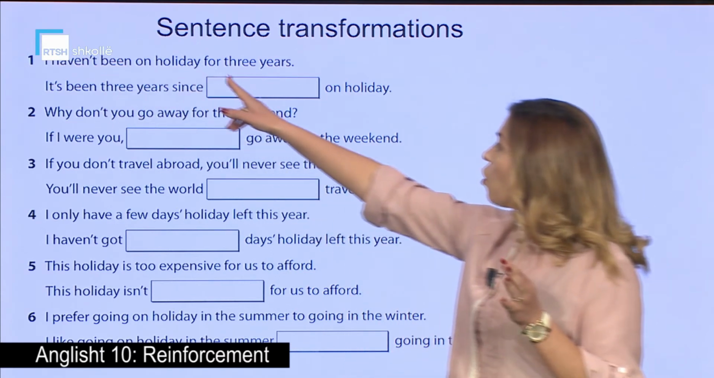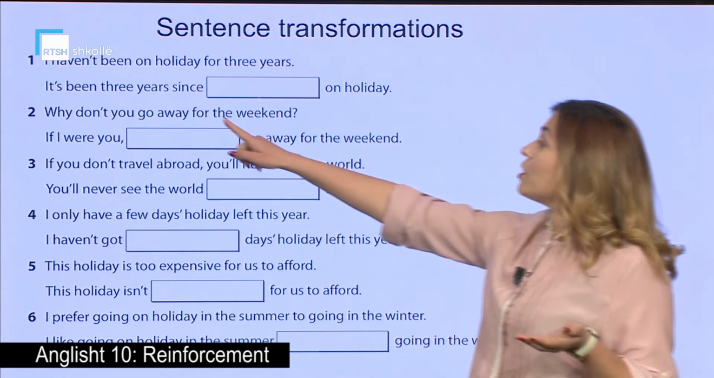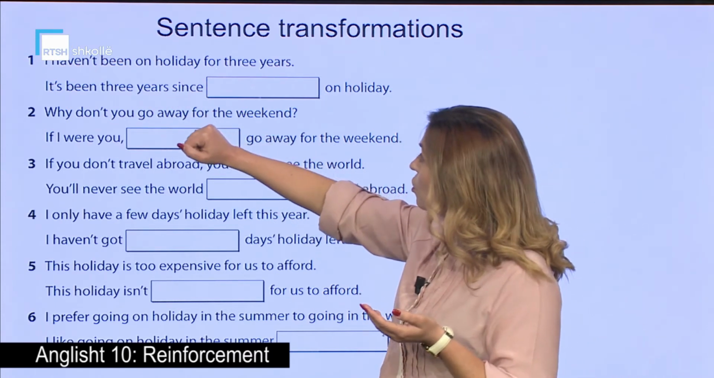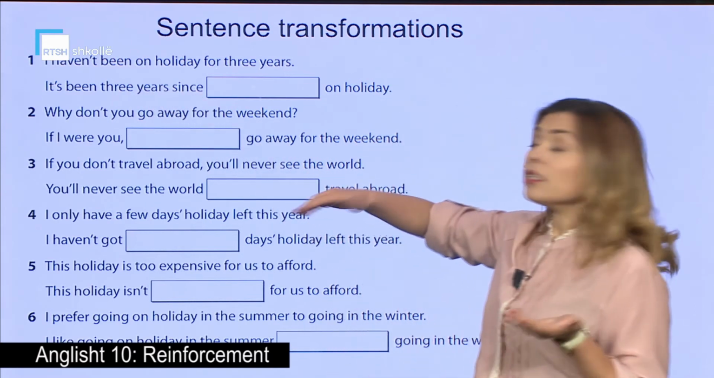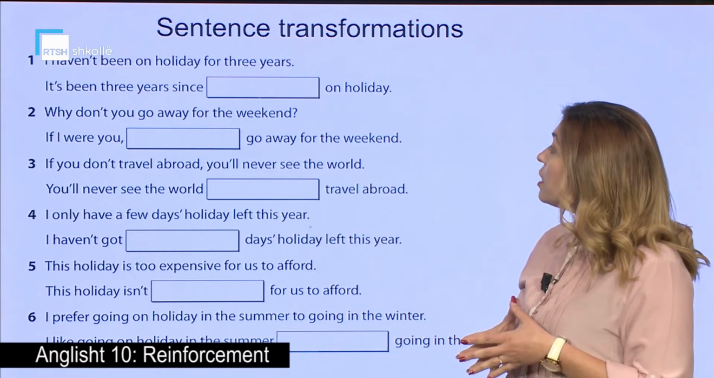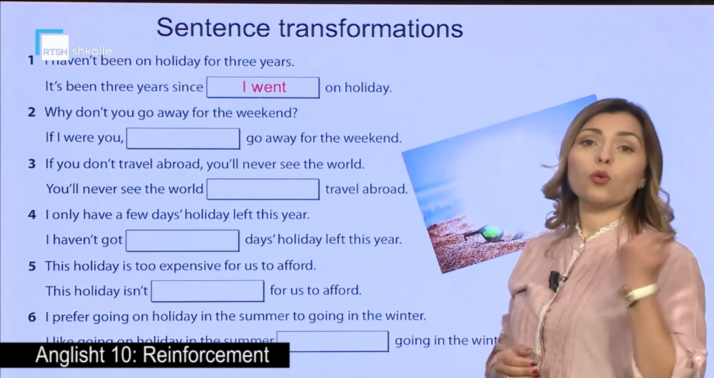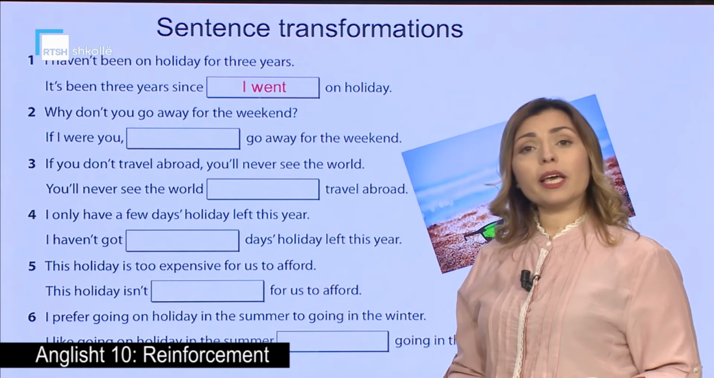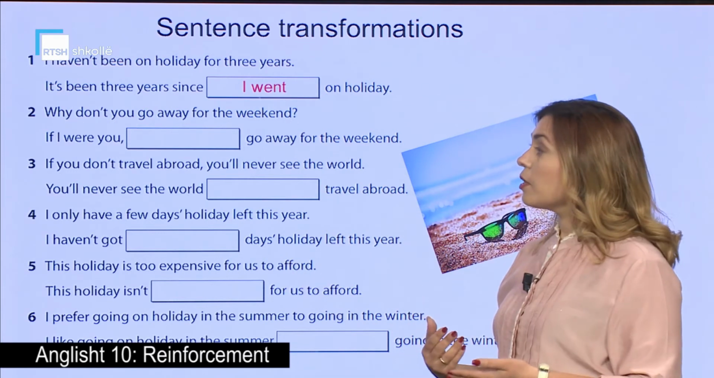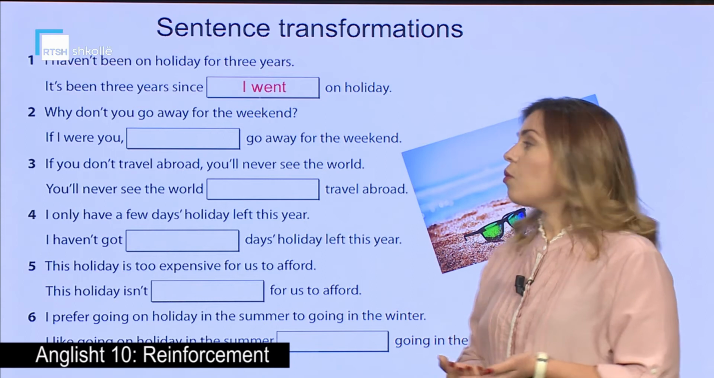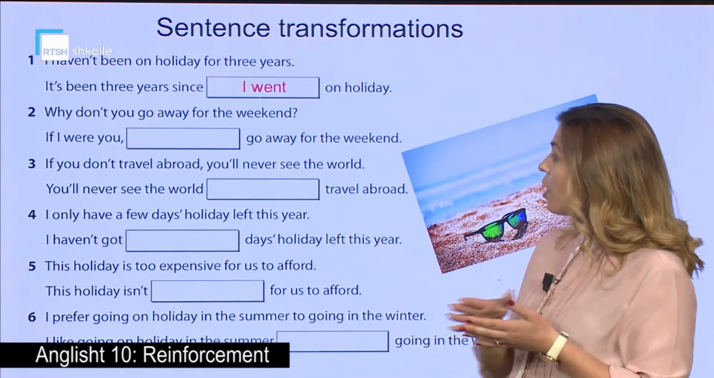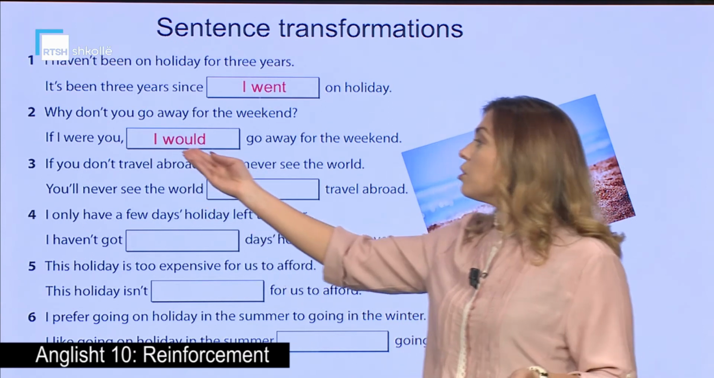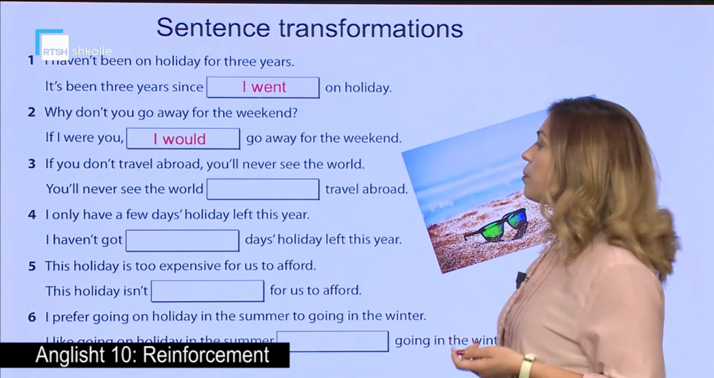I haven't been on holiday for 3 years. So it's been 3 years since, take a look at the verb, since I did what? Since I was or I went on holiday. Why don't you go away for the weekend? Differently said, and by giving a suggestion now, if I were you, I would go away for the weekend. So we are using a second conditional sentence to give advice.